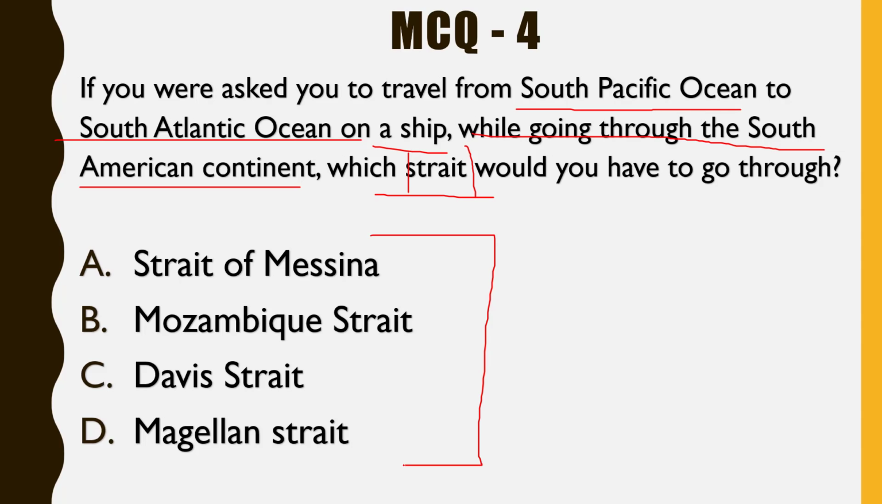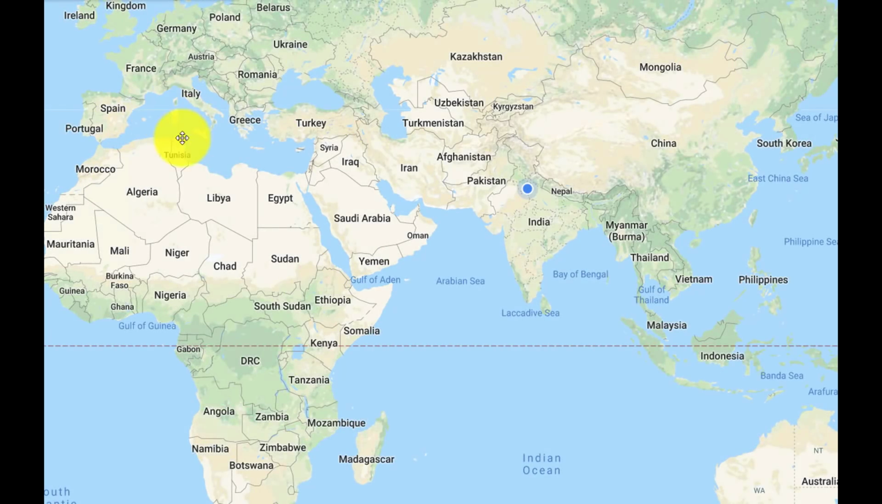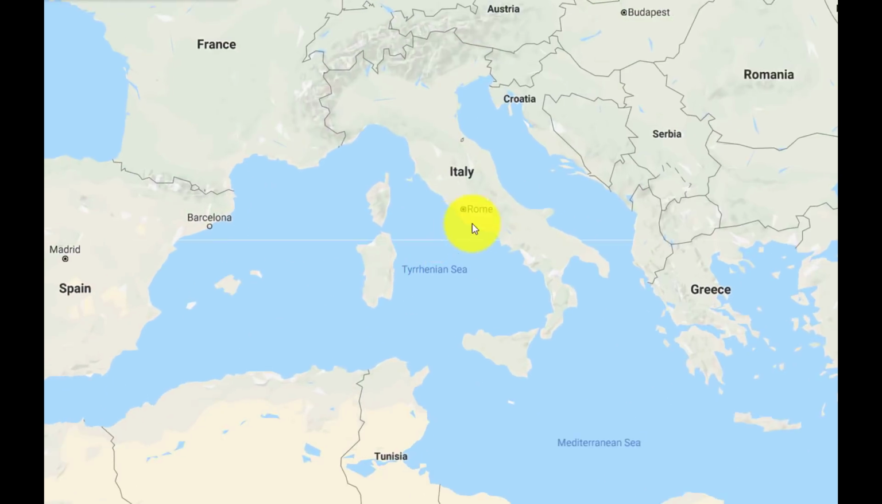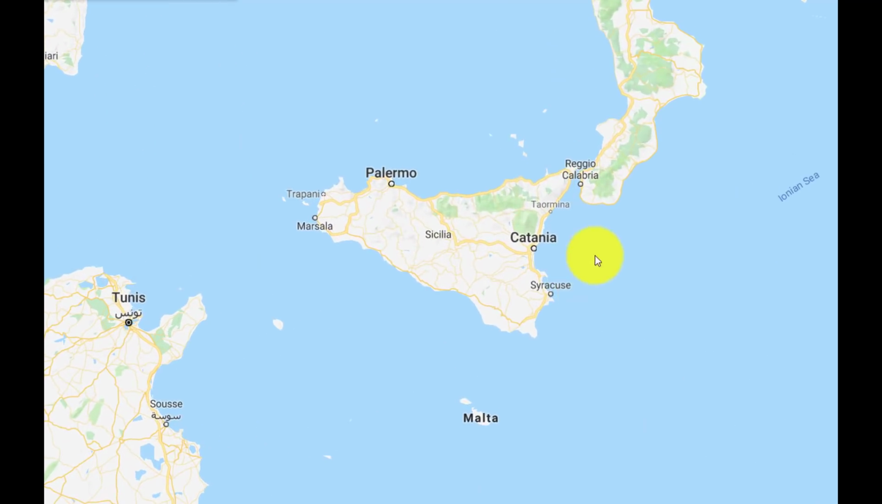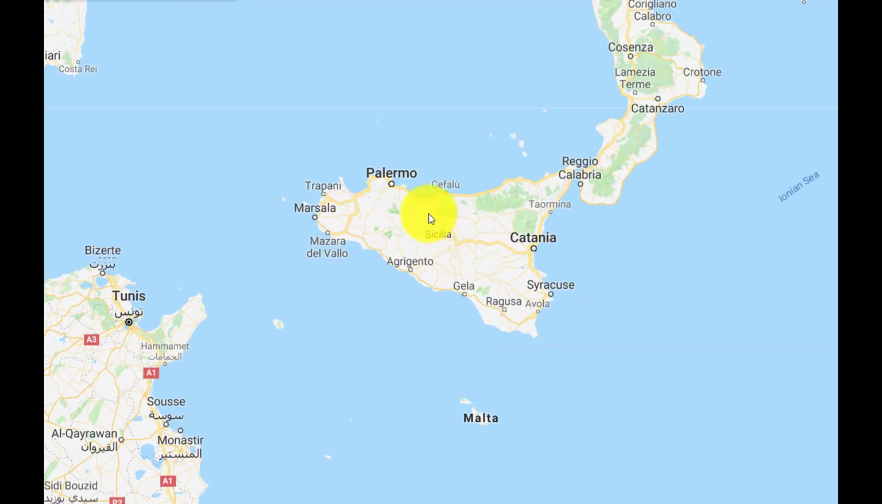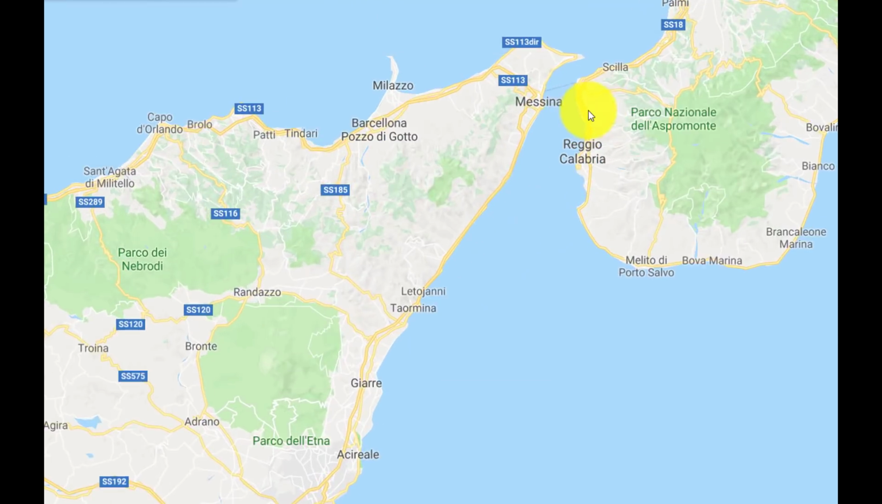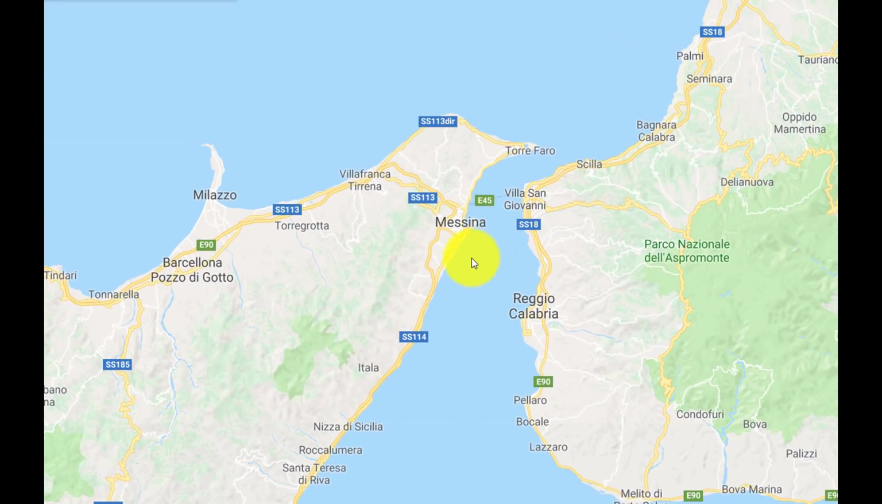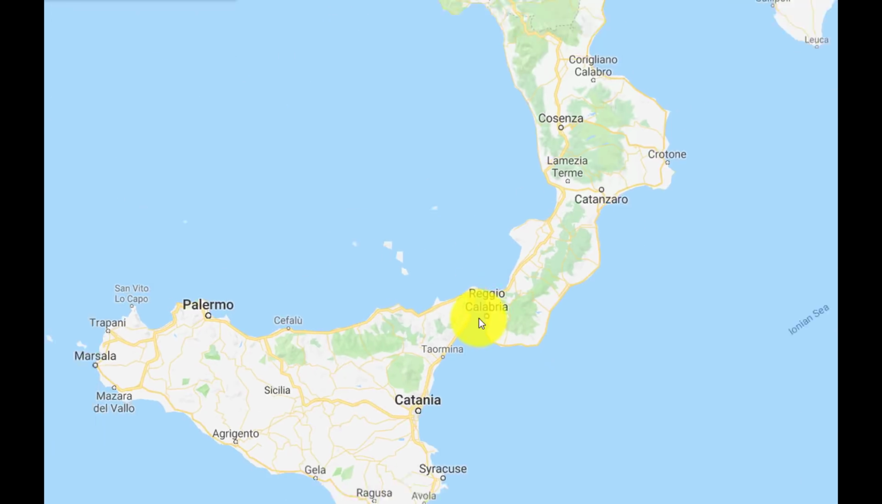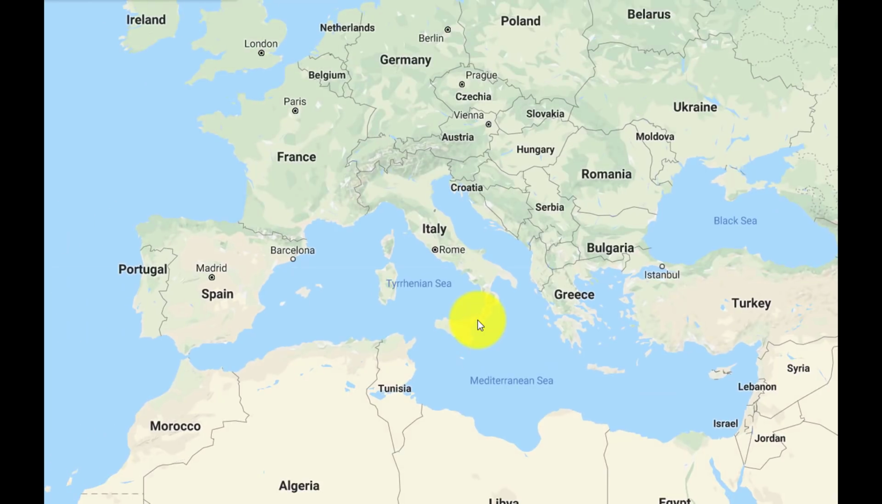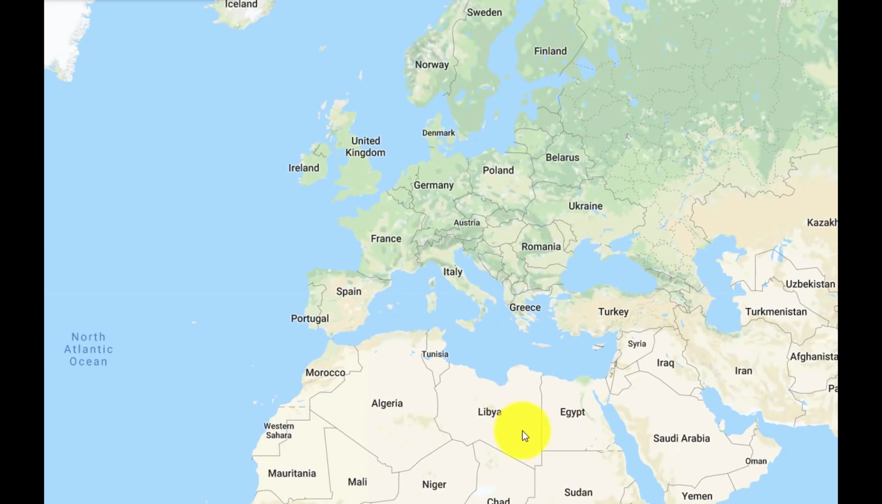Let's find out what's the right answer. Now let's have a look at option 1 first. You will see this is Italy right here, and Italy has a very important island right here, Sicily. This island is called the island of Sicily, and right over here you will find Messina. This is the Strait of Messina. As you can clearly see, it has nothing to do with the Pacific Ocean, so this cannot be our answer.